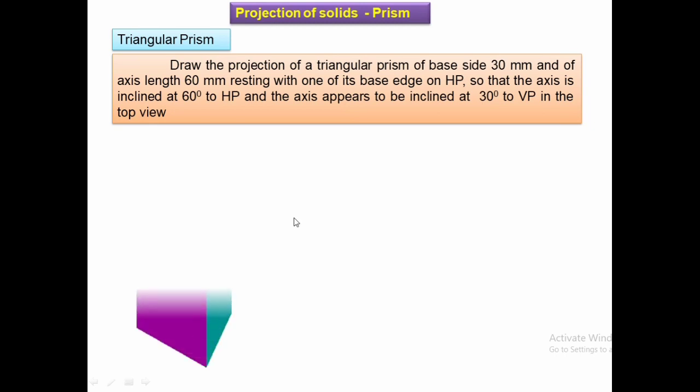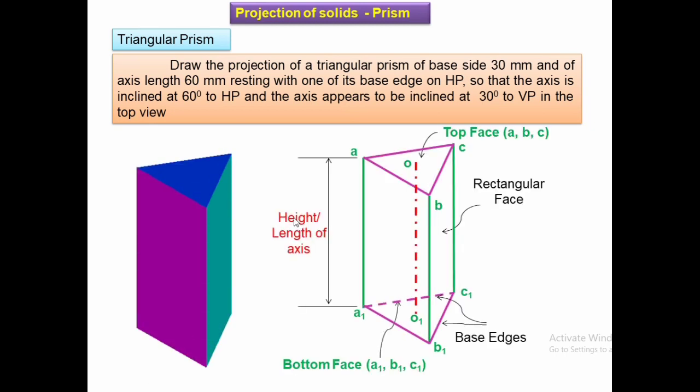So let us once again have a look at the 3D model. Now let us understand the naming of this one. The top face is named ABC, the bottom face A1, B1, C1, and the axis OO1. These are the base edges. These are the lateral edges, and the lateral faces, that is, rectangular faces. In this problem, it is resting with one of its base edges on HP. You have to keep one of the base edges to the right hand side. Then the axis is made inclined at an angle of 60 degrees to HP. We have to rotate this. Let us see how to draw all these projections in 2D view.